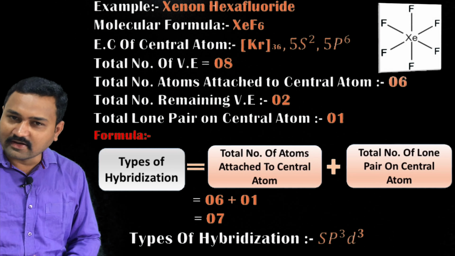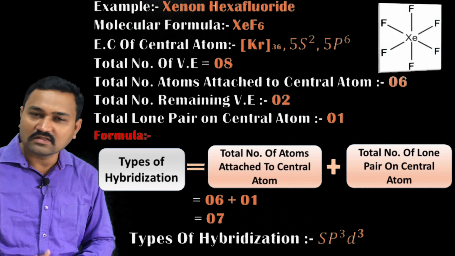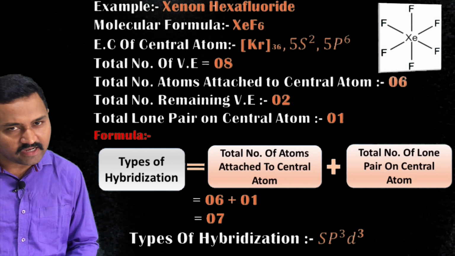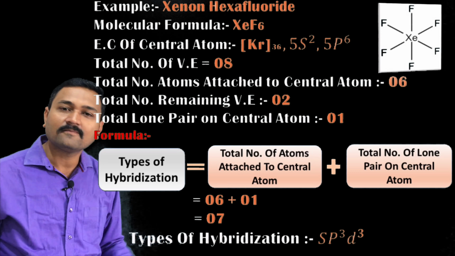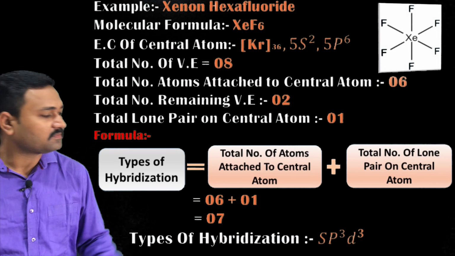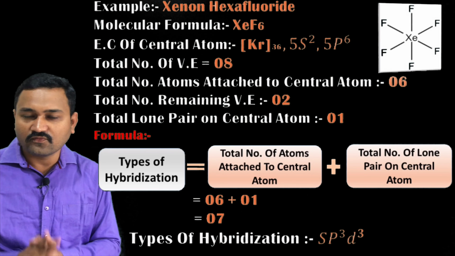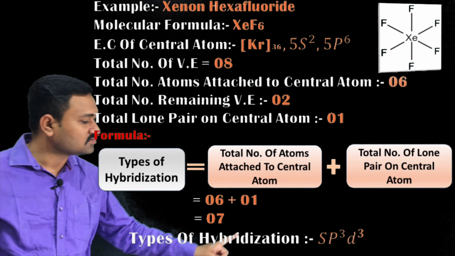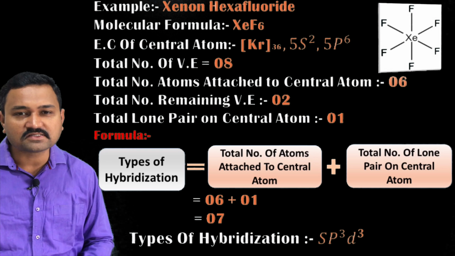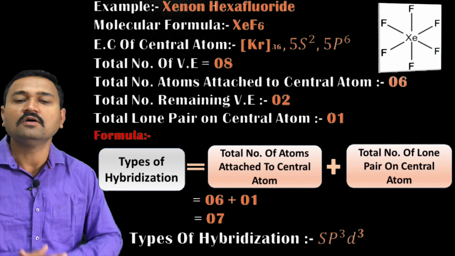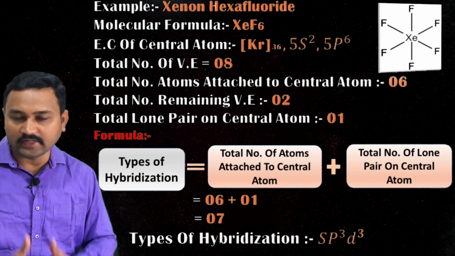Again, just find out, we know that here we are using the 1s atomic orbital, 3p atomic orbitals and the 3d atomic orbitals. 1s plus 3p, that means 1 plus 3 equals 4, and 3d. So, 4 plus 3 equals 7. So, this number will be 7. Hence, the type of hybridization of xenon in the xenon hexafluoride molecule is sp3d3.